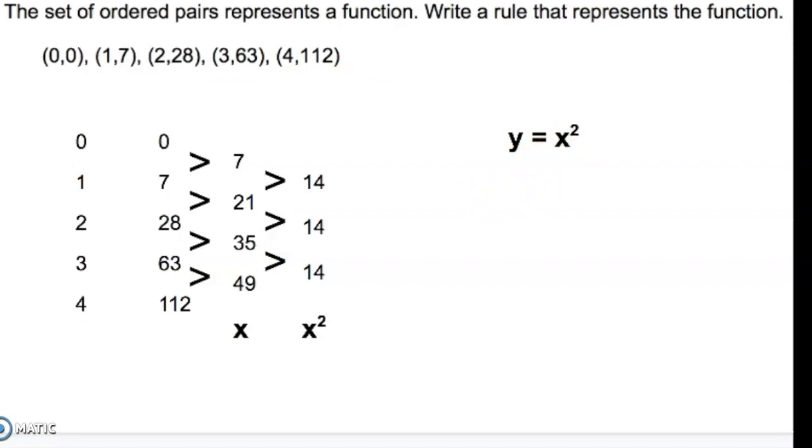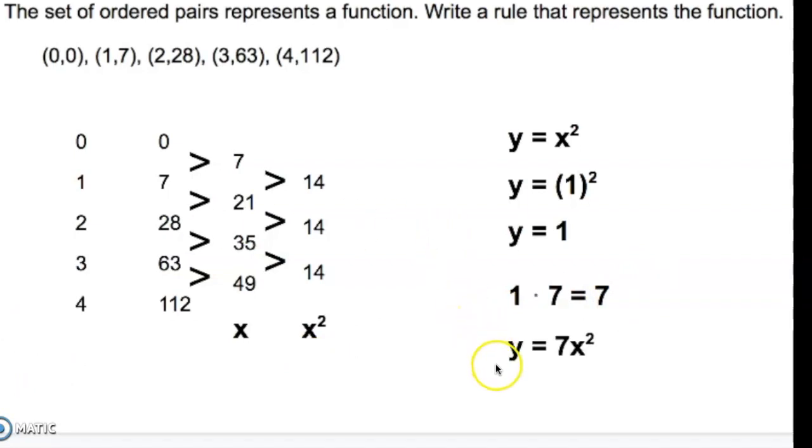But we're not finished yet, because if you notice, if I substitute one of my x values in for x, say 1, I'll have 1 squared, which is just 1. It's not 7 like I want it to be. So what you do from there is you see what you multiply to this number to get that 7, which would be 7, because 1 times 7 is 7. So now take that 7 and just put it in front of the x squared. So now my equation for the answer is going to be y equals 7x squared.